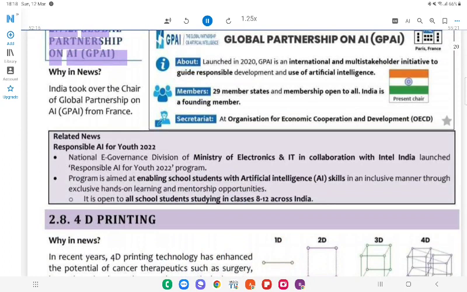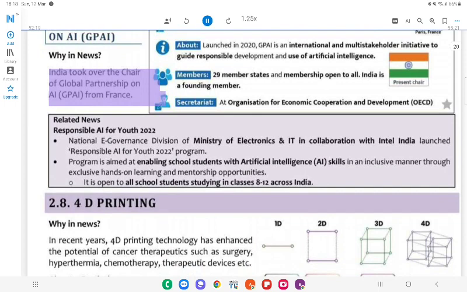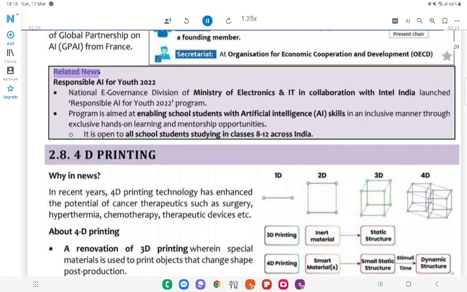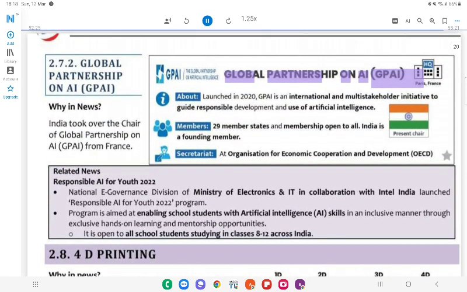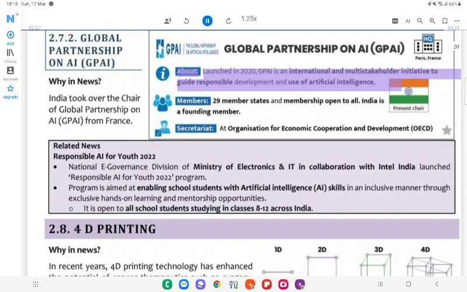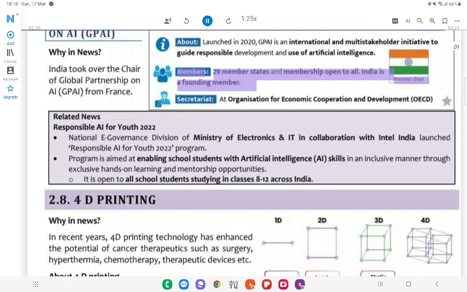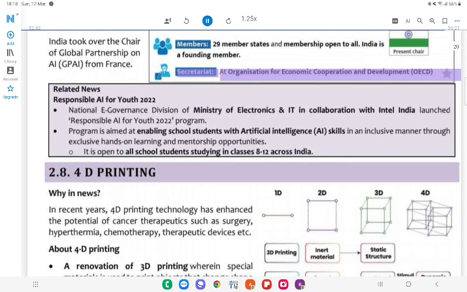2.7.2. Global Partnership on AI, GPAI. Why in news? India took over the chair of the Global Partnership on AI, GPAI, from France. Related news. Launched in 2020, GPAI is an international and multi-stakeholder initiative to guide responsible development and use of artificial intelligence. Members: 29 member states, and membership is open to all. India is the present chair and a founding member. The secretariat is at the Organization for Economic Cooperation and Development, OECD.